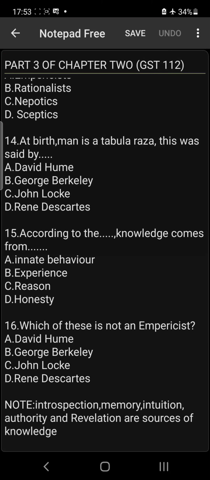This was said by David Hume, George Berkeley, John Locke, or René Descartes? The answer is John Locke. John Locke said that at birth, man is a tabula rasa. That is a clean slate. Nothing is written on the mind. It's just like a plain sheet of paper. At birth, man is a tabula rasa, as stated by John Locke.